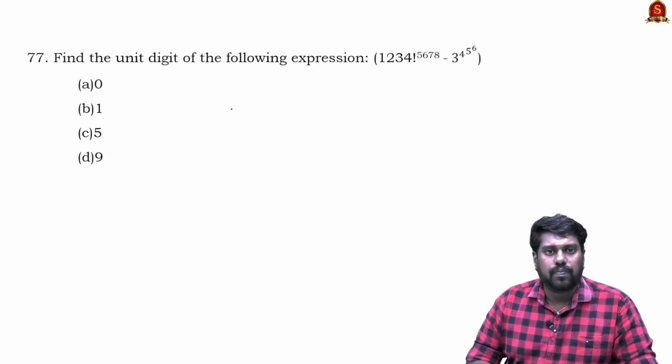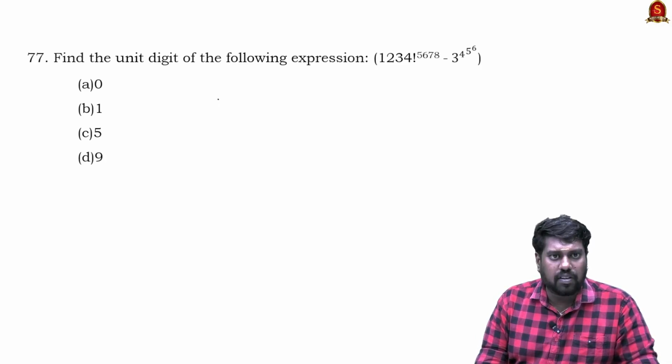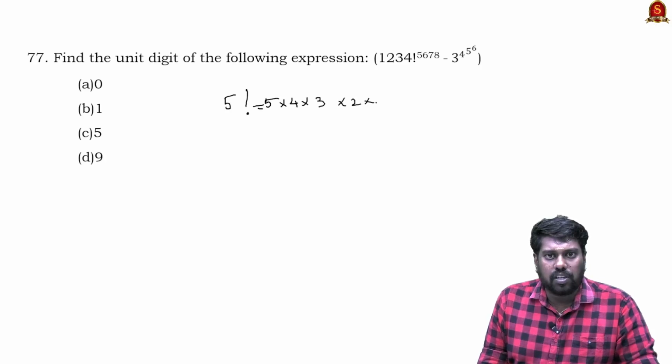For example, let me take a smaller number for this reference. Let me take the number 5 factorial. What is 5 factorial? 5 into 4 into 3 into 2 into 1. Since it is having a 5 here, ultimately the unit digit is going to end with 0. That is, the answer for this is 120.